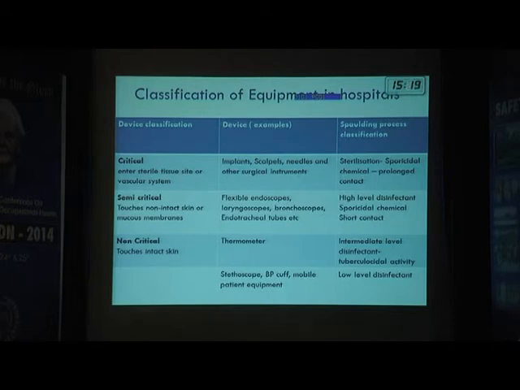And non-critical items are like thermometers, which you just put in the mouth. They are actually slightly more critical than your stethoscopes and BP cuffs, which you use on the surface. A thermometer at least goes into your mouth, so it has to be disinfected with an intermediate level disinfectant like alcohols. And a stethoscope can be cleaned with a lower concentration of alcohol also.